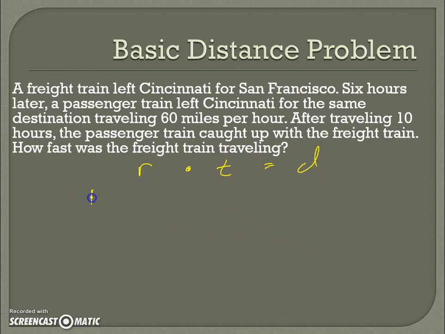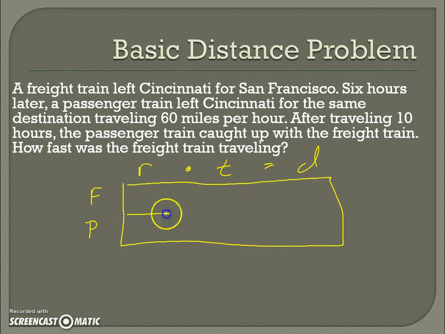So we have two kinds of trains here. We have a freight train. We have a passenger train. This is not a mixture problem, so I do not need that third row. When it's just straight up distance, 2 rows is going to be fine. All right, so then I go in and fill some things in from this problem.